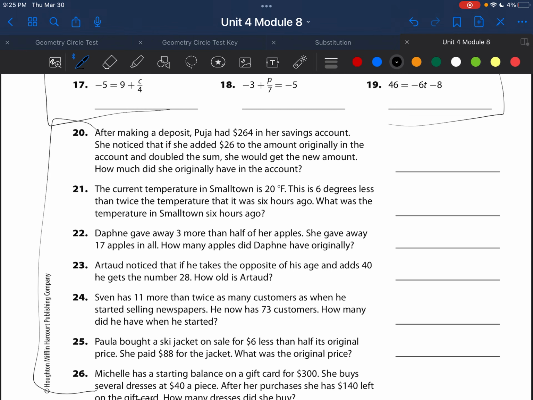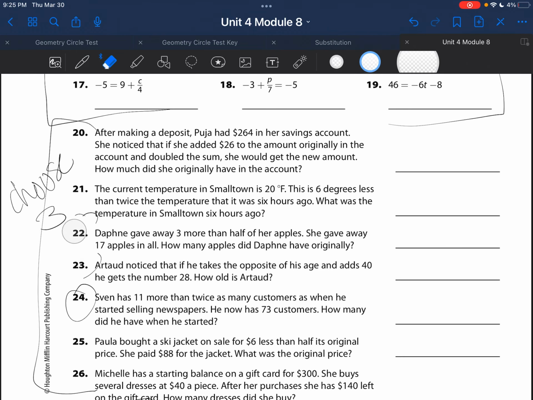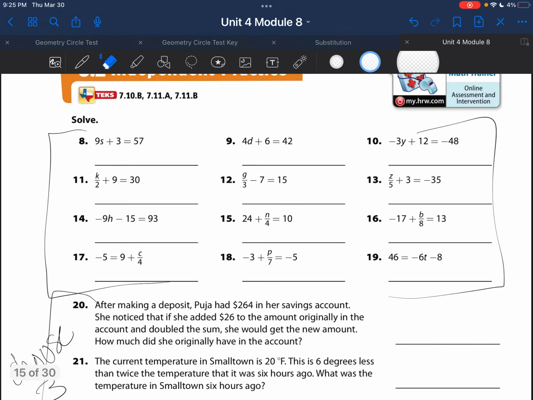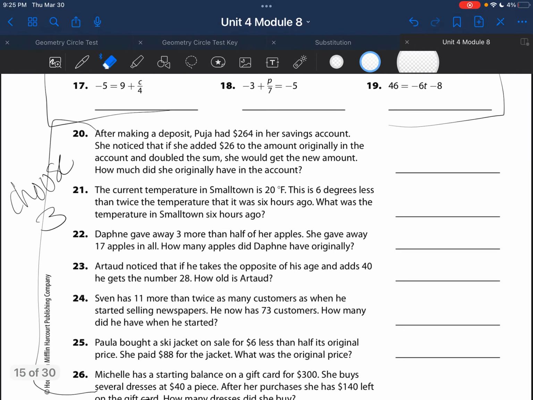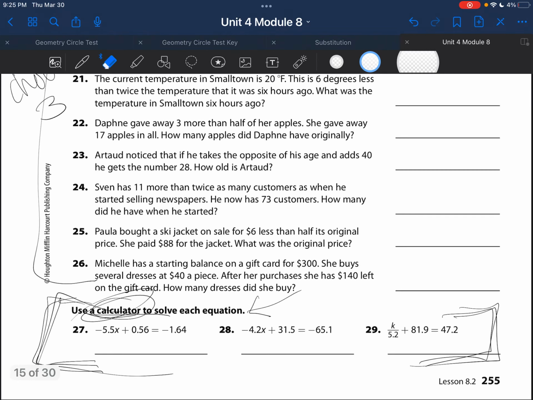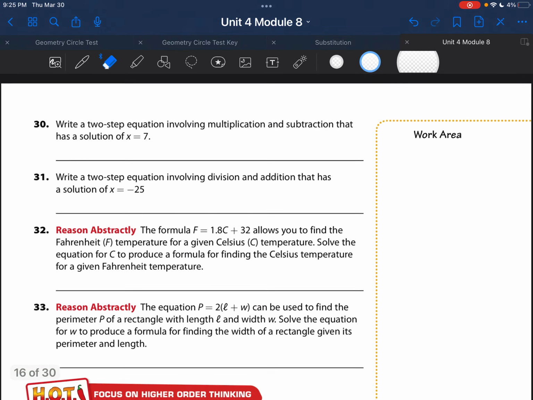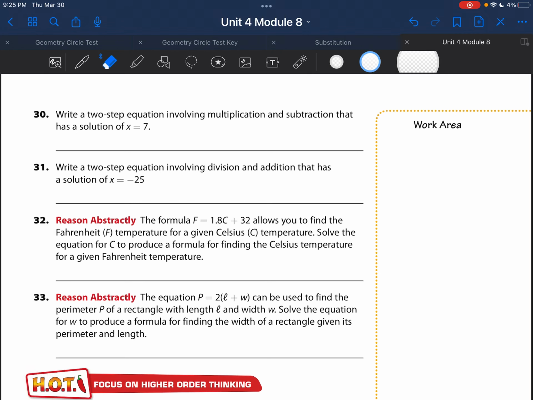All right. Down here on 20 through 26, you get to choose any 3. Any 3 you want, okay? You could do 1, 2, 3. Does not matter. Any 3 that you want to do, your choice, okay? So you're solving everything up here, choosing 3, doing the 3 on the bottom.